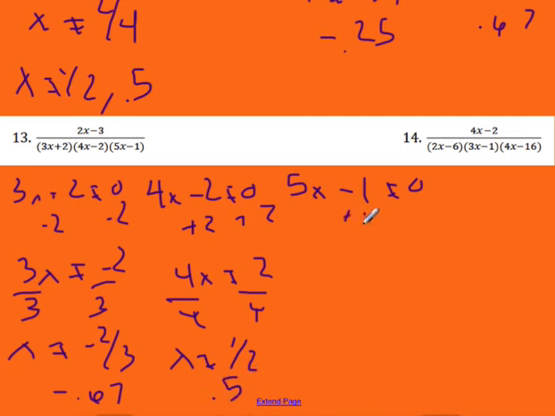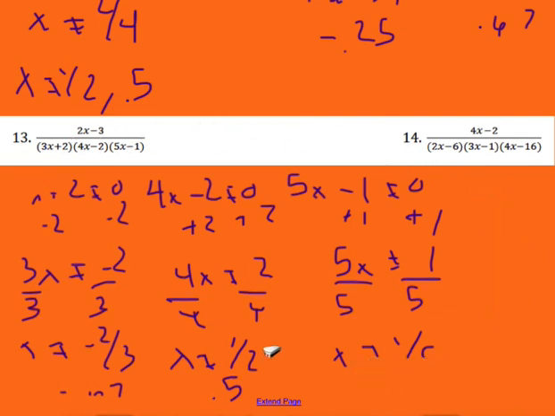Then here I'm going to add 1 to both sides, and I get that 5x cannot be 1. Divide both sides by 5, and I get that x cannot be 1/5. Well, 1 divided by 5 is the same as 0.2. So you can leave it as a fraction, or you can divide it out to a decimal. I don't really care. Okay, so now we're going to take a look at number 14.